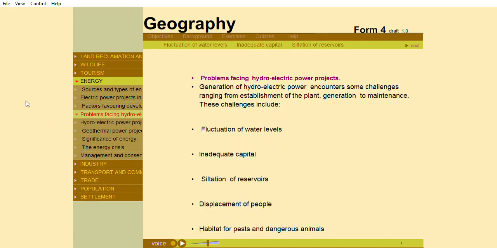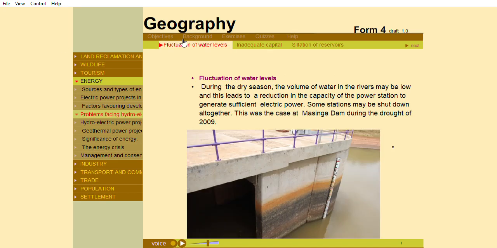Generation of hydroelectric power encounters some challenges ranging from establishment of the plant generation to maintenance. These challenges include fluctuation of water levels. During the dry season, the volume of water in the rivers may be low, and this leads to a reduction in the capacity of the power station to generate sufficient electric power. Some stations may be shut down altogether. This was the case at Masinga Dam during the drought of 2009.